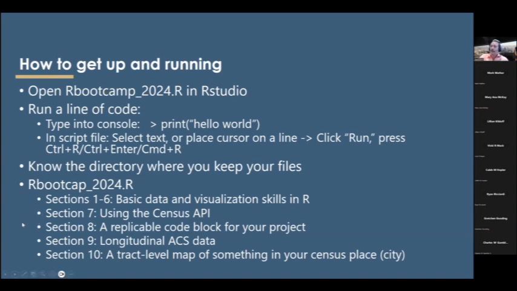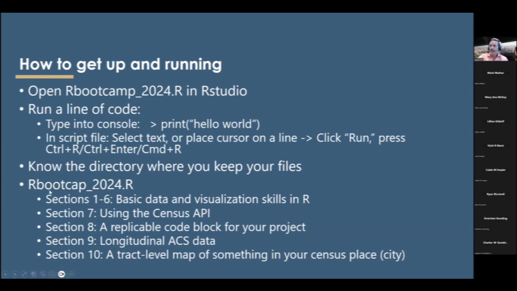And then I'm going to provide you with section 8, which is basically a replicable code block for doing those API calls. Once you're up and running in R, you can use that to declare whatever variables you want, geographies, etc., and get them in a nice tabular format, an Excel format, even a shapefile format if you like to do that.